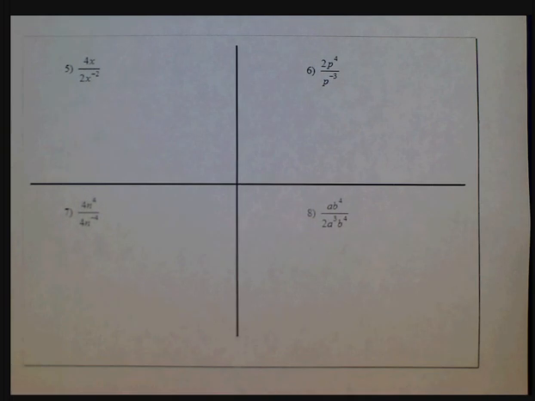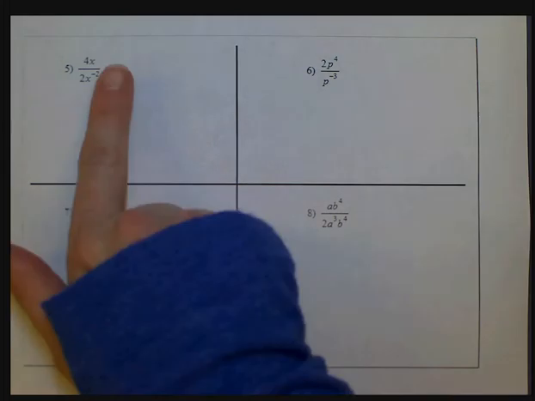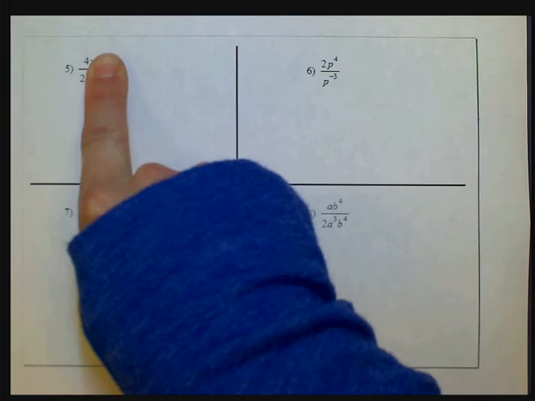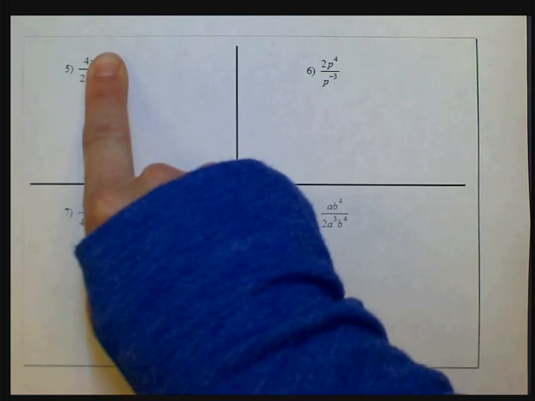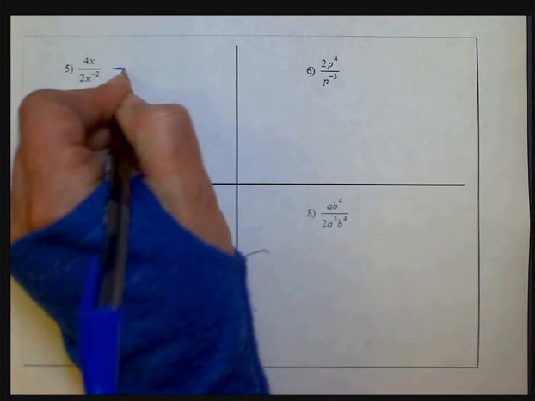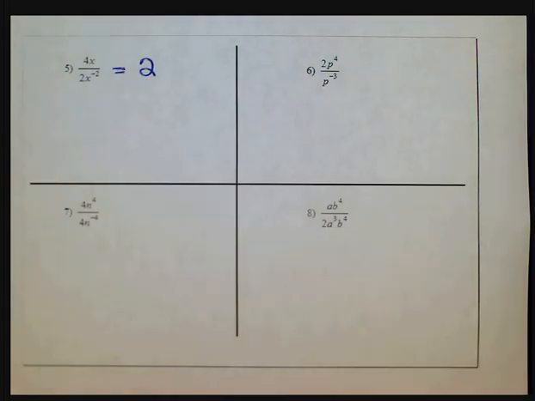All right, number 5 says I have 4x divided by 2x to the negative 2. So the first thing I'm going to do is look at the numbers. I treat the numbers like numbers. 4 divided by 2 is just 2. So I'm going to have a 2 on the top of my fraction.